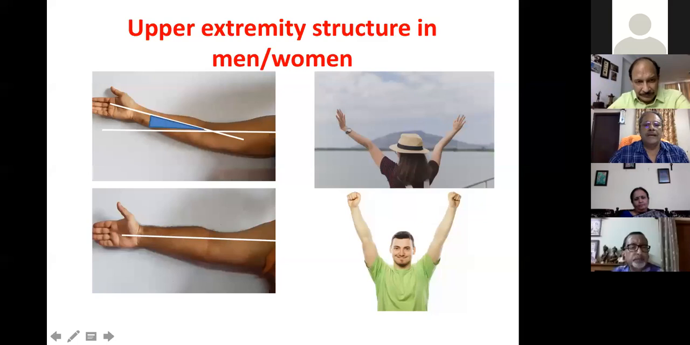So here you see this lady with hand raised. You can easily identify that women have a different anatomical structure in terms of the upper extremity, and men have a different anatomical structure as compared to women.